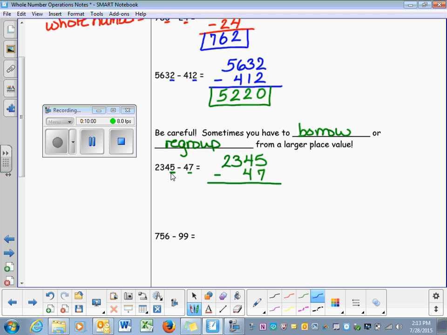I'm going to take away from the 4 and make it a 3. And I'm going to add that 10 to the ones place so that now I have 15. And 15 minus 7 I can do. 15 minus 7 is 8. 3 minus 4, I've got a problem again. So I'm going to borrow or regroup from the hundreds, adding 10 to the tens place. 13 minus 4 is 9. 2 minus nothing is 2. And 2 minus nothing is 2.